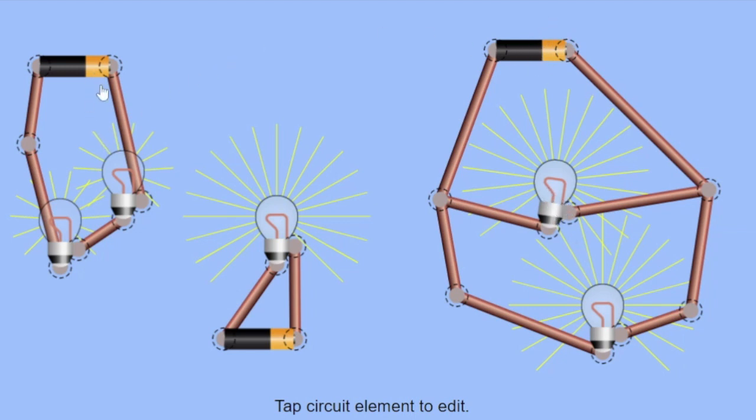Where in series, they share the path, which means 100% of this energy is being divided amongst the two light bulbs, meaning one light bulb gets 50 and the other gets 50, assuming those light bulbs have the same resistance.